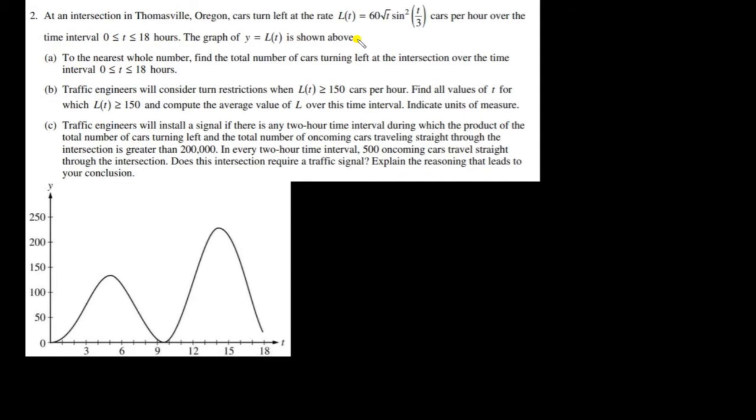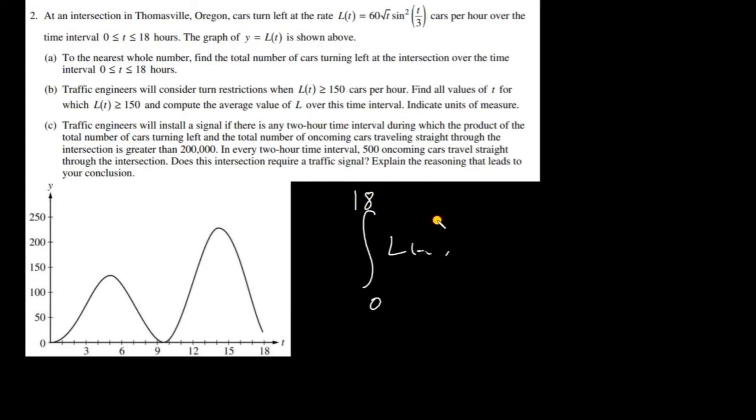So the way we do that, since we're going to be adding up all the individual cars per hour for t equals 0, t equals 0.1, 0.2, and the infinite number of t values from 0 to 18, that adding up an infinite number of things should make you think of integration. So to find the total number of cars turning left, we'll be integrating L of t, and the time for that is from 0 to 18, right?